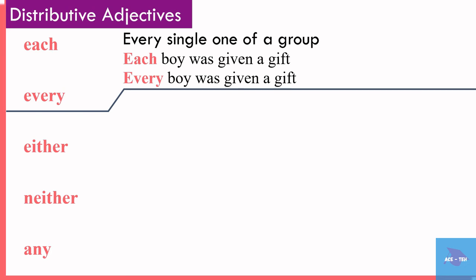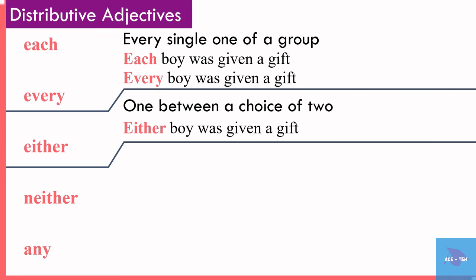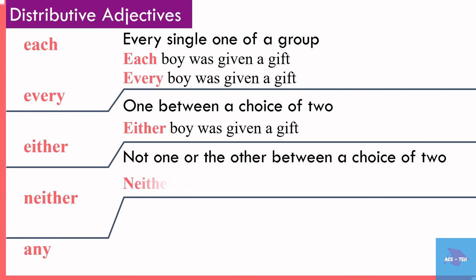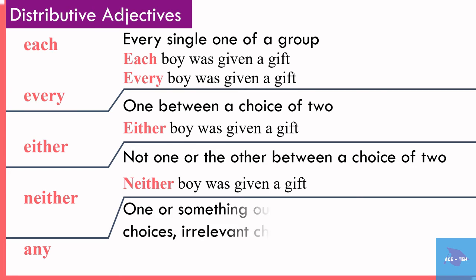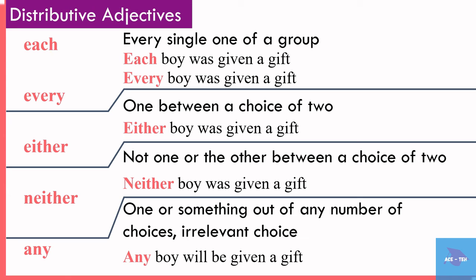Each and every refer to every single one of a group. Either refers to one between a choice of two. Neither refers to one or the other between a choice of two. Any refers to one or something out of any number of choices. Any is also used when the choice is irrelevant.